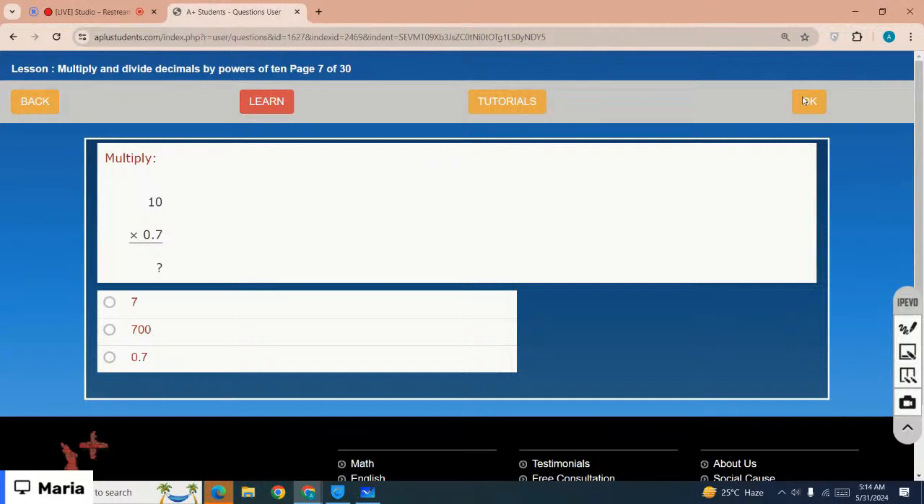Ten times 0.7 equals... you need to move the decimal point one place right. Got it? So the correct option is 7. Option number 1 is the correct option.